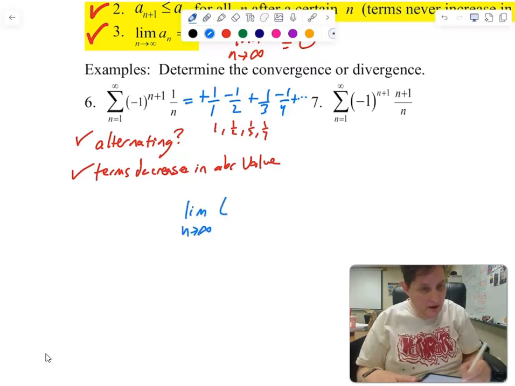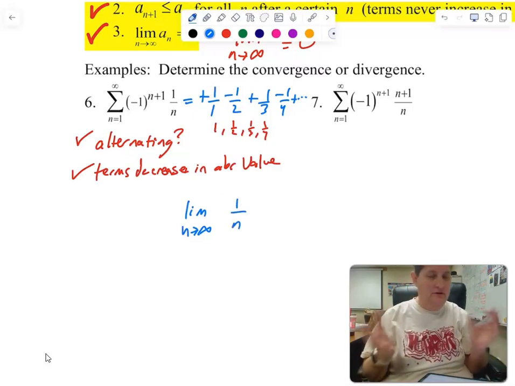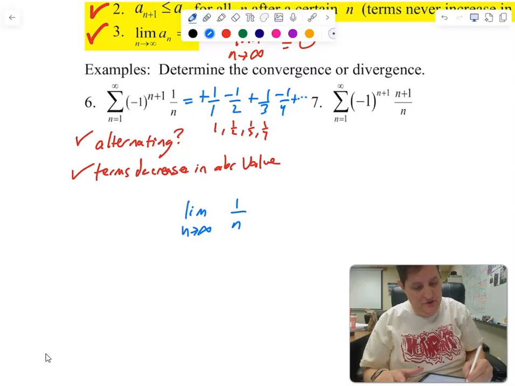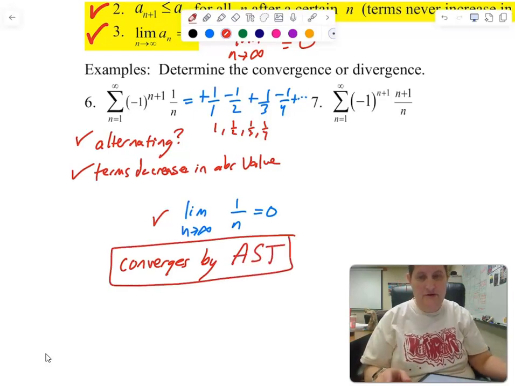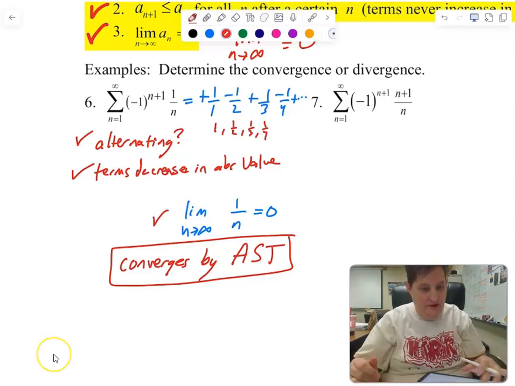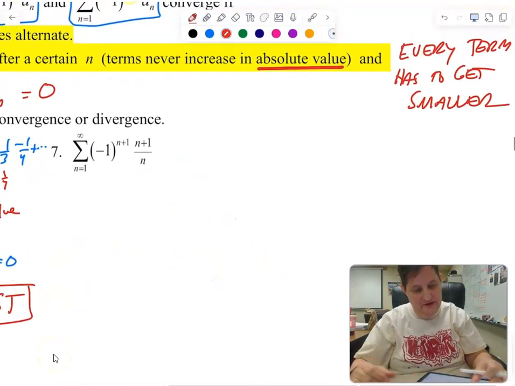And then the last thing you do is check the limit, taking out the alternating piece. You don't have to check the alternating because that just means it alternates. Does that equal 0? Yes, 1 over infinity is 0. Check. So you write this converges by, and our abbreviation is going to be the alternating series test. Okay, sweet. Let's take a look at this next one.